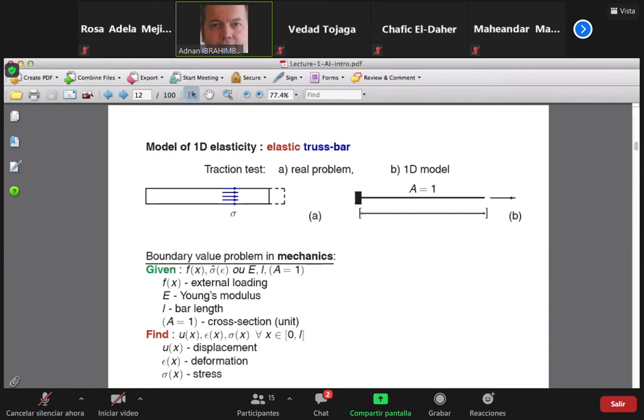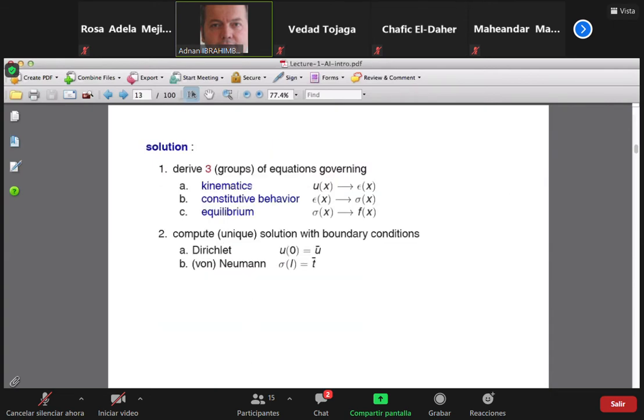So once I have defined all this, I'm trying to obtain something. What exactly am I trying to obtain? In mechanics, this is always the same. I'm just trying to obtain three different fields. Fields means a function that takes a particular result from 0 to L, L being the length of this bar. That means that I put a coordinate system at the left end of the bar, and it goes all the way to the right end of the bar, which is at x equal to L. So I have to define the displacement field u of x, the deformation field epsilon of x, and the stress field sigma of x. In order to obtain these three fields, I have to provide three equations.